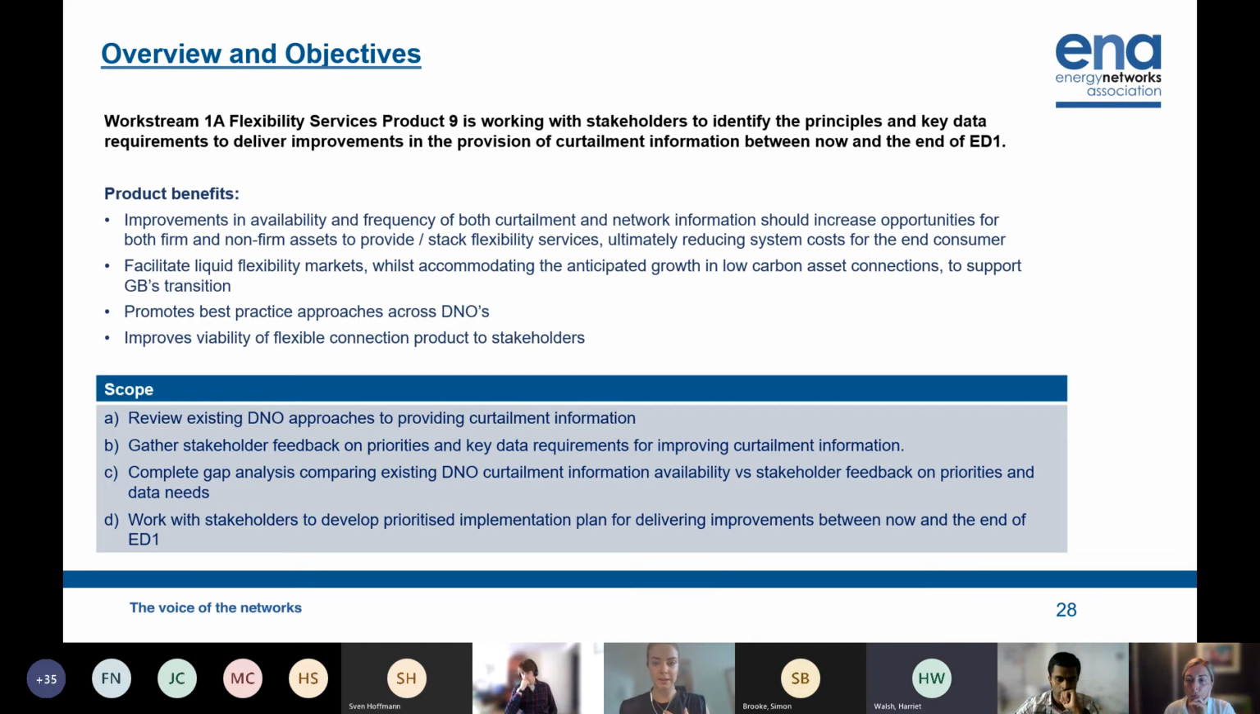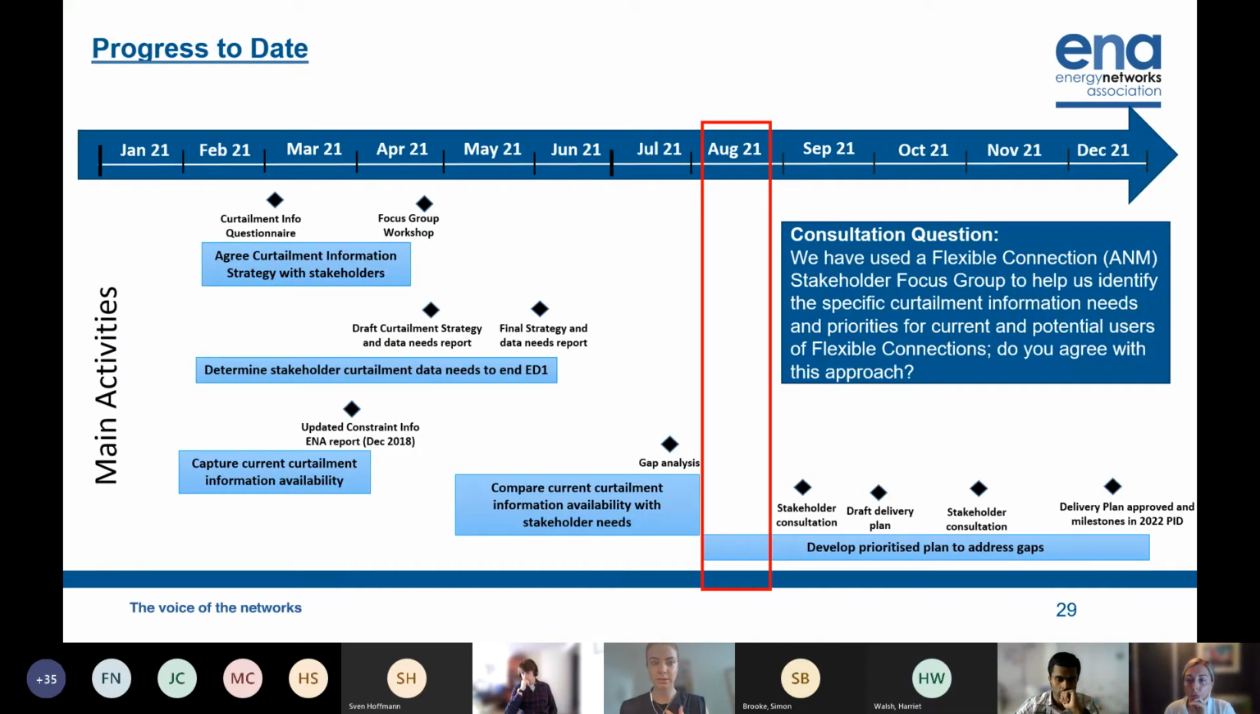Let's just go to the next slide, please. So this is just a little bit of a timeline in terms of progress to date. As I mentioned, our first steps were to capture what DNOs are currently doing in terms of providing curtailment information, and then work with stakeholders. Initially, we sent out a questionnaire to quite a wide group of stakeholders, capturing information on curtailment needs from the whole customer journey through pre-application to offer stage and post-energization.